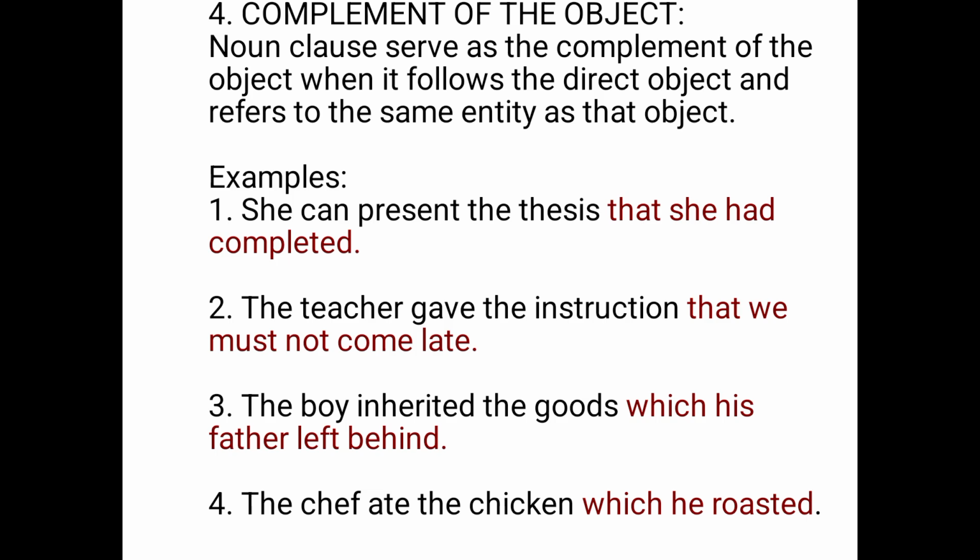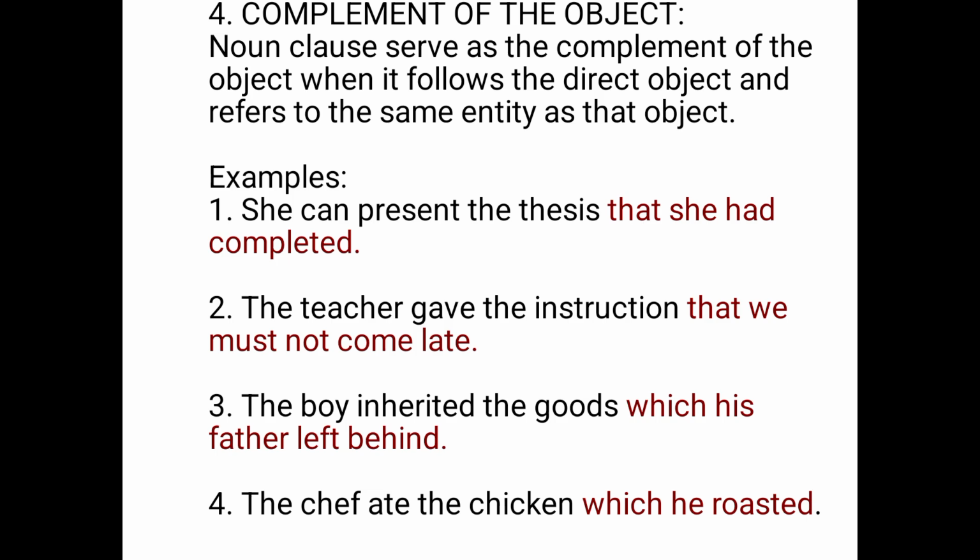Okay, so you have the teacher gave the instruction that we must not come late. What instruction did the teacher give to the students? That we must not come late. You see that the noun clause is complementing the object, which is the instruction. The boy inherited the goods which his father left behind.